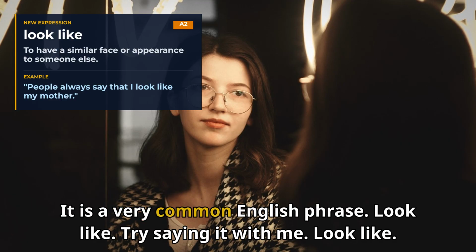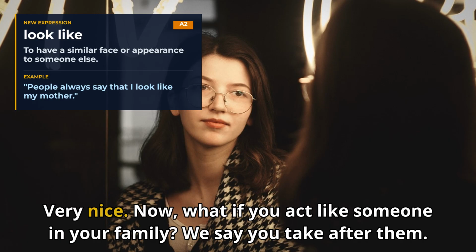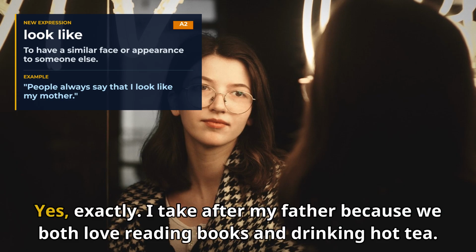It is a very common English phrase. Look like. Try saying it with me. Look like. Very nice. Now, what if you act like someone in your family? We say you take after them. To take after someone means to act or look like an older family member.